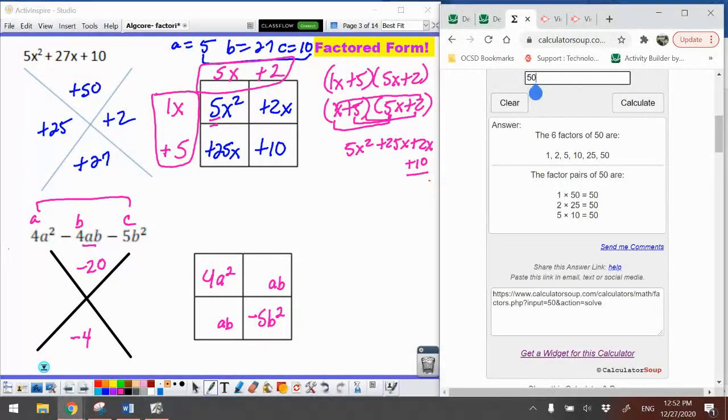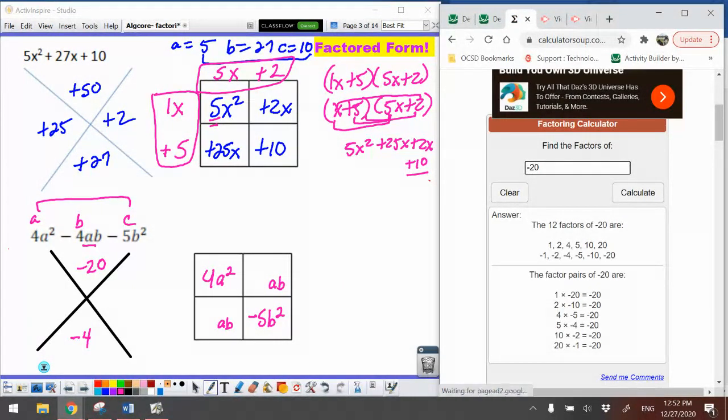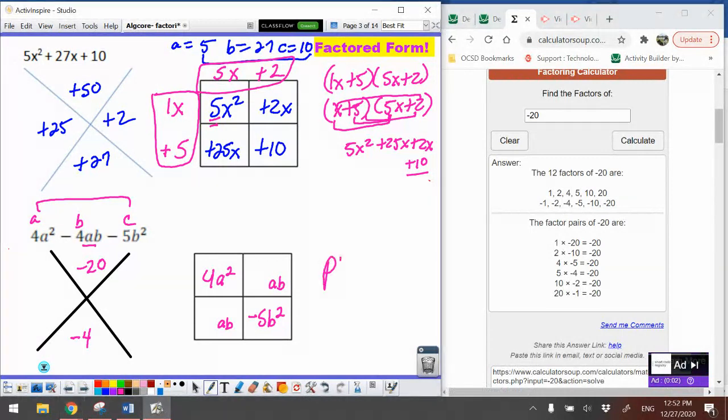Okay, so let's take a look at negative 20. So I have 1 and 20, 2 and 10, 4 and 5. That's all I have. Do I have anything here that has a difference of 4? No, there's no way for me to get a 4. So since I can go no further, this one is prime.